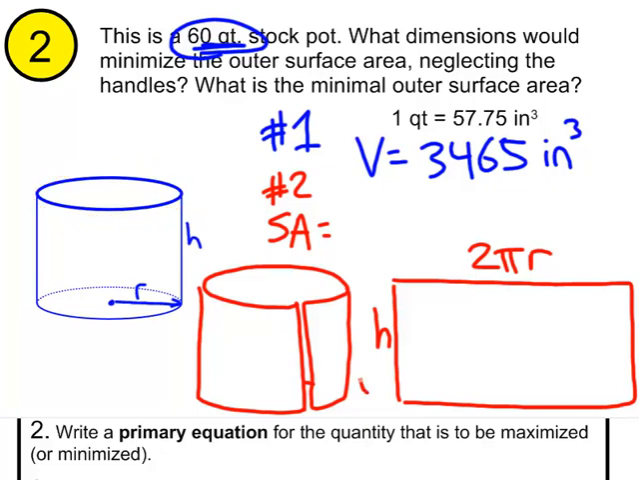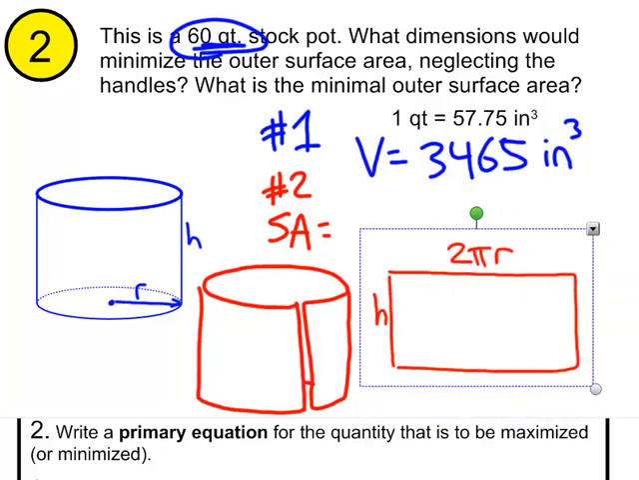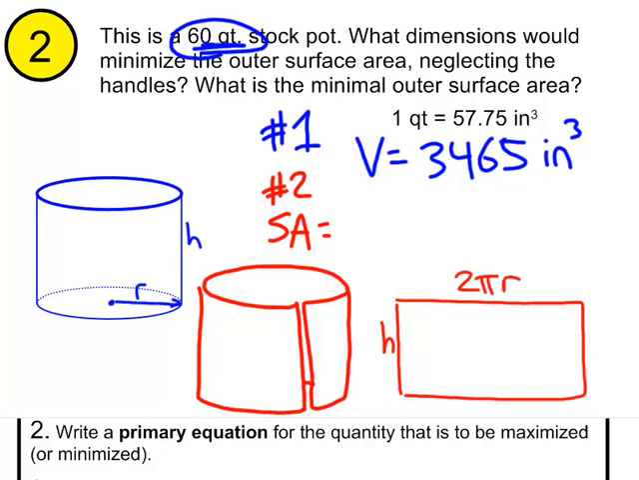So this is a rectangle representing the side surface area. And if we want to ask ourselves what's the area of that rectangle, it's going to be length times width, or base times height. 2 pi r times h. Shrink that down a little bit, and we'll put in for surface area 2 pi r times h.